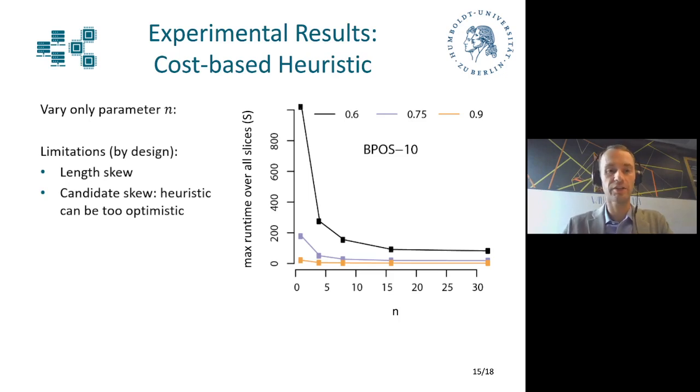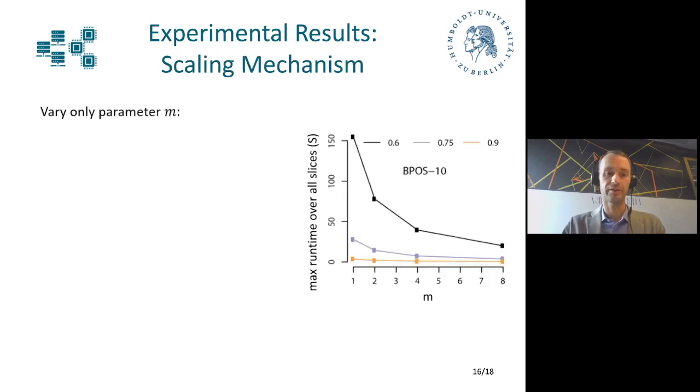There are some limitations which are by design. So the cost-based heuristic does not take length skew into account. So if our input data set would, for example, in an extreme case only have one length, then of course this heuristic wouldn't work anymore. And it also does not take into account candidate skew. So if you think of one slice having a lot more candidates than the other one, it needs more time to verify them, for example. So our heuristic could be too optimistic in this case.